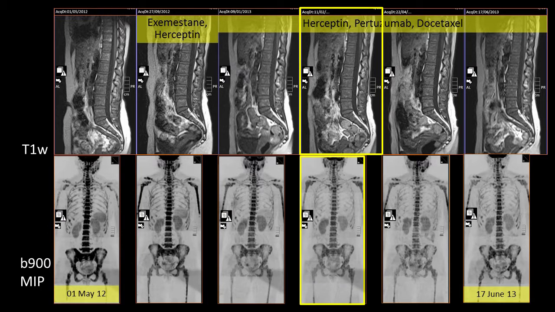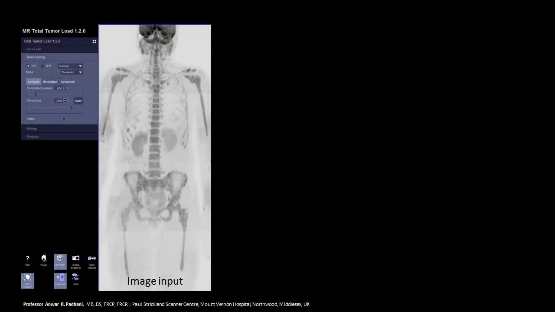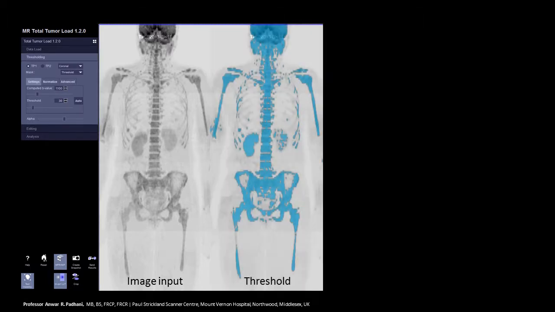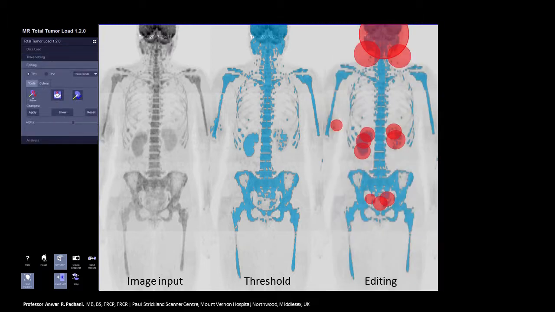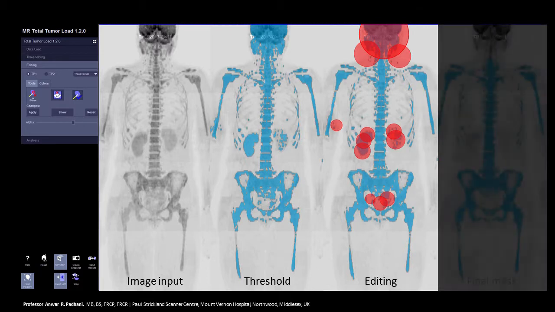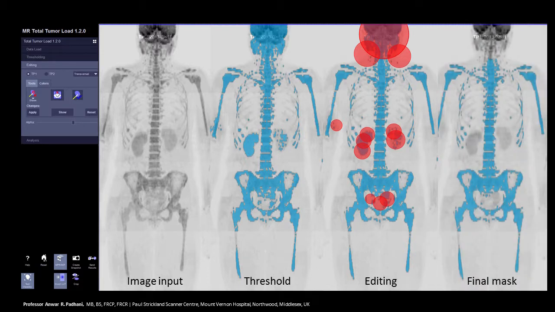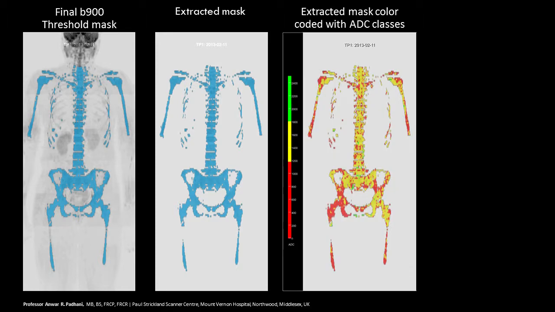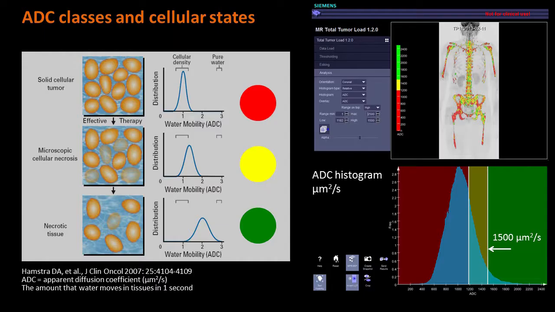Let's see how we can analyze the fourth examination. Once the data is acquired, we load it into some specialist software. We then segment the data by applying a threshold to the signal intensities. We cut out areas of normal tissues to leave us a final mask of where the disease is. We then use this final mask and color-code it according to ADC classes.